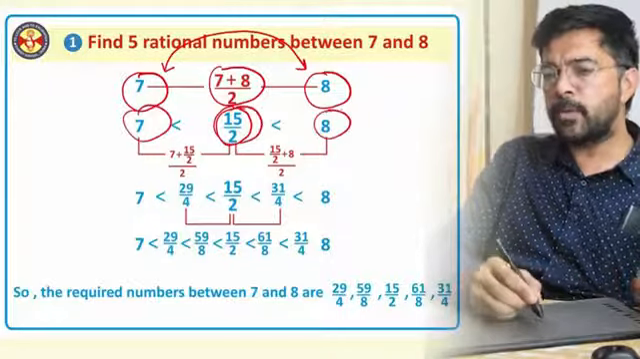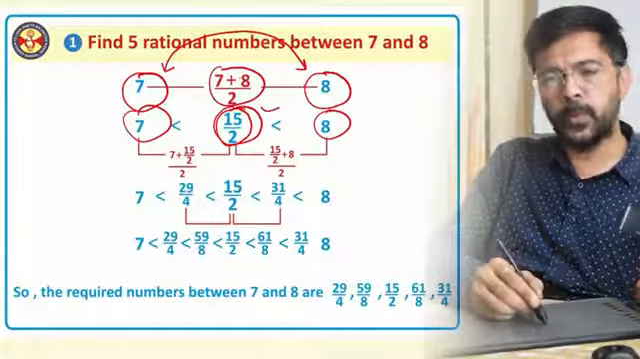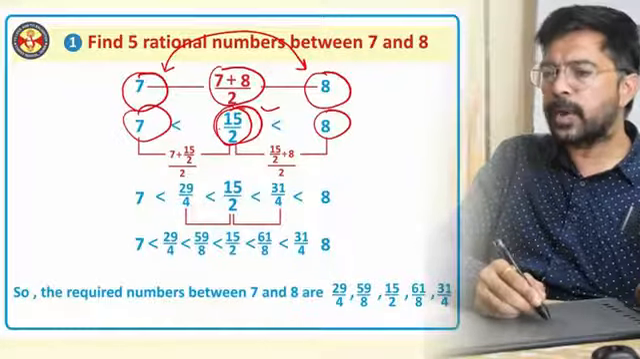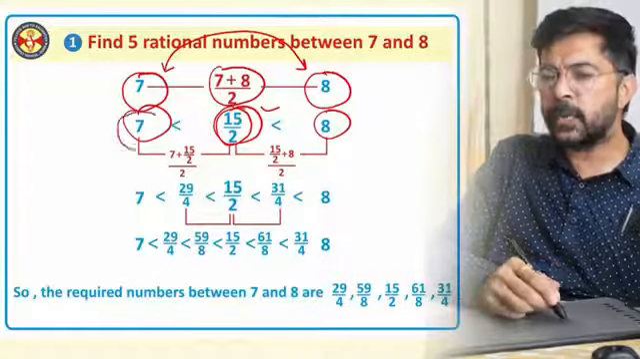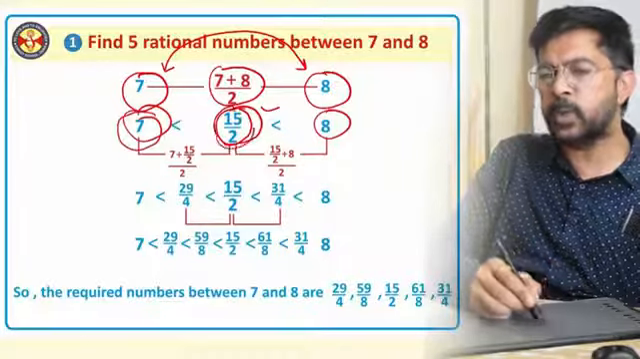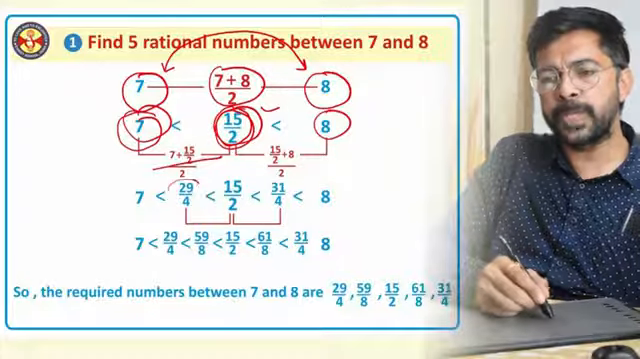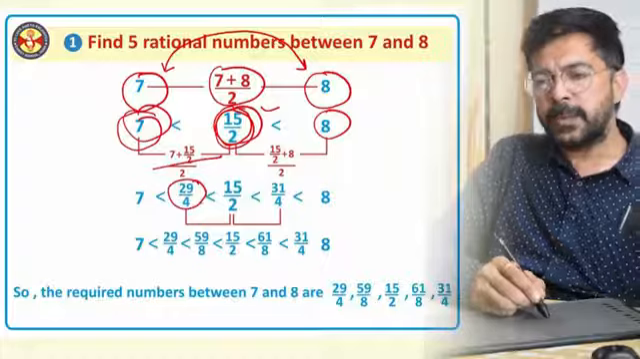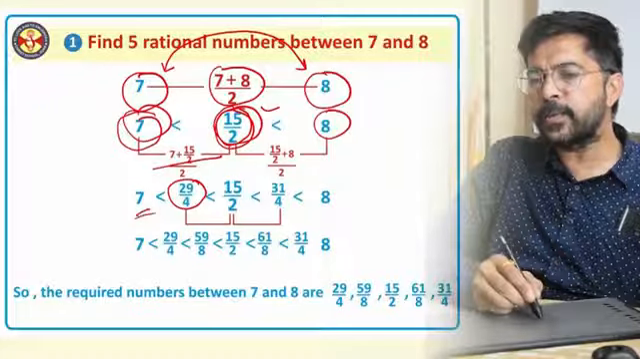Now how did we get this number? By adding these two numbers and dividing the sum by 2. Now to find another rational number between these two numbers, you add 7 and 15 upon 2 and divide the sum by 2. So you will get 29 upon 4. So 29 upon 4 is exactly in between 7 and 15 upon 2.